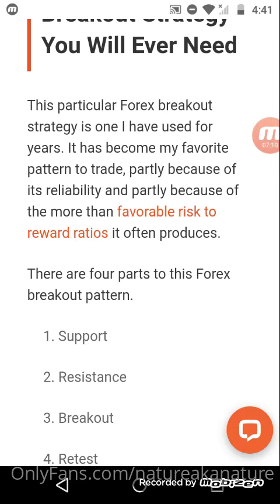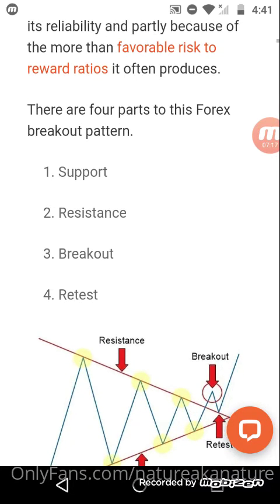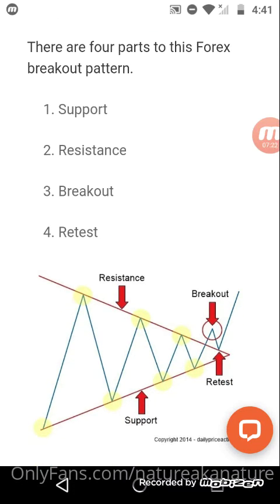There are four parts to the Forex breakout pattern. The first part is to identify the resistance and the support. Resistance is the top and support is the bottom. Resistance and support is number one and two. The breakout is number three. So we must find the support, we must find the resistance, we must find a breakout, and then there's the retest.